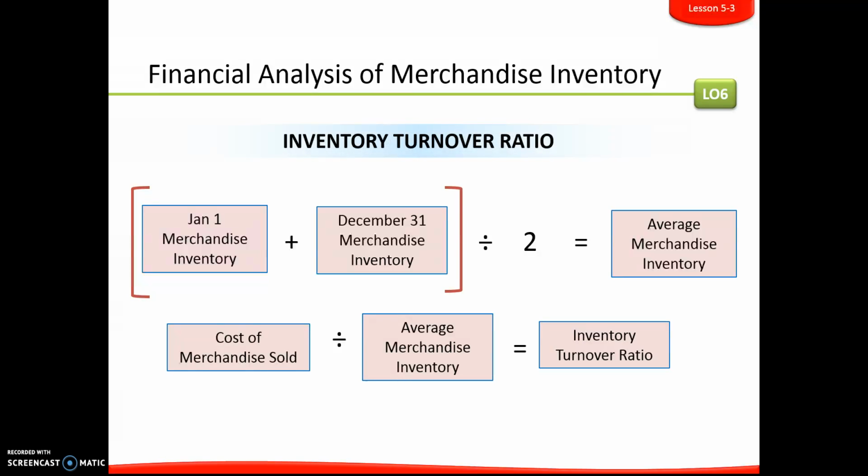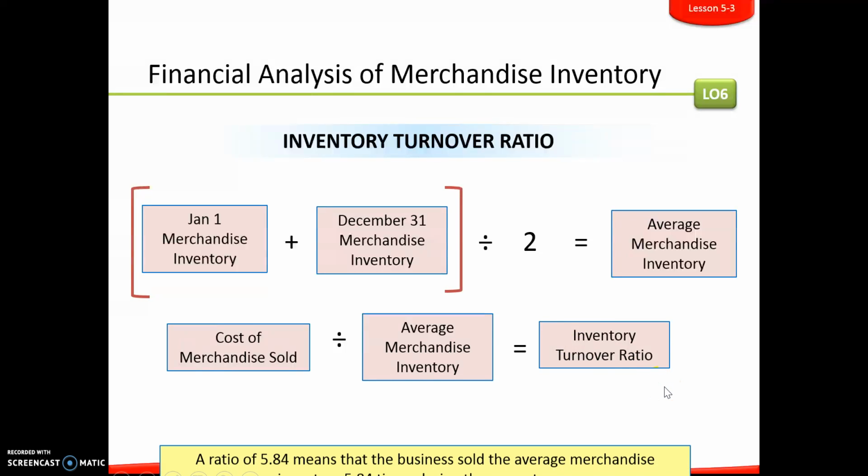To figure out your inventory turnover ratio, you take your beginning inventory and your ending inventory, add those two together and divide by 2. That's obviously going to give you your average merchandise inventory. Then we take our cost of merchandise sold and divide by our average merchandise inventory, and that's going to give us our inventory turnover ratio.